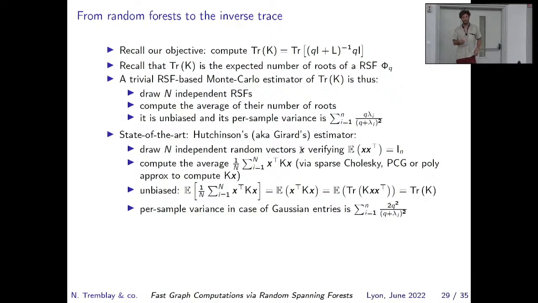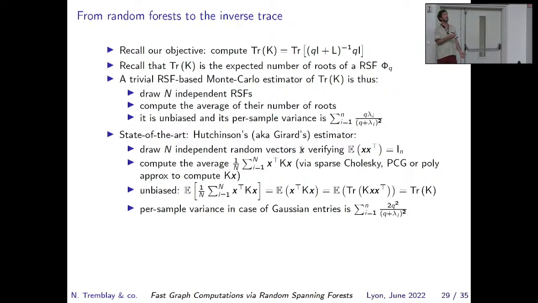Now the state of the art in this case is a combination of Hutchinson's estimator and some algorithms such as PCG, preconditioned conjugate gradient. How does it work? You draw also big N independent random vectors, small x here, that verify this identity covariance here. Now what you do is you compute the average of x transpose Kx. Let me forget for now how I do this, okay? Because I recall that K is this thing here inside the trace, and how do I compute this is the whole problem from the start, right? So let's say I have some oracle that gives me x transpose Kx.